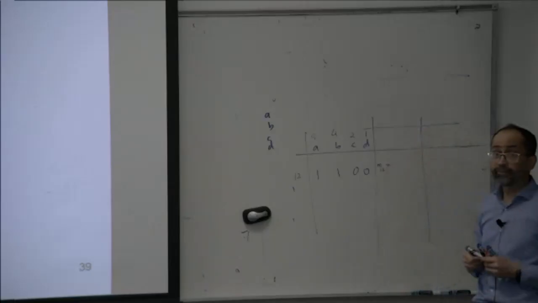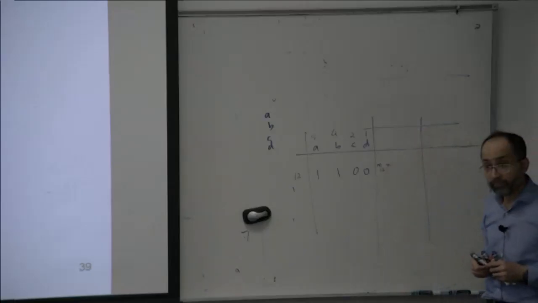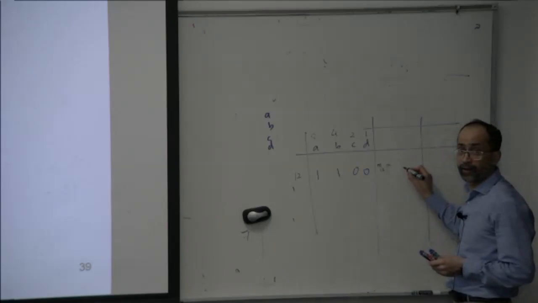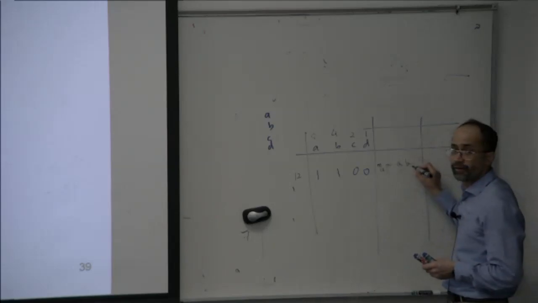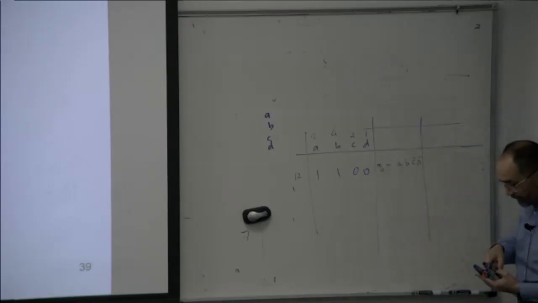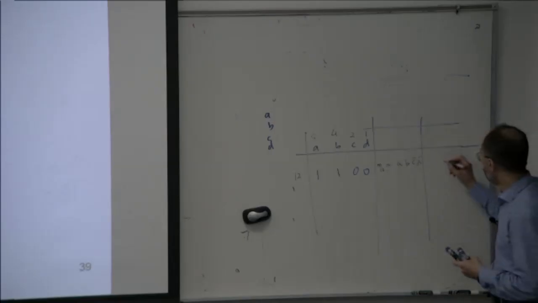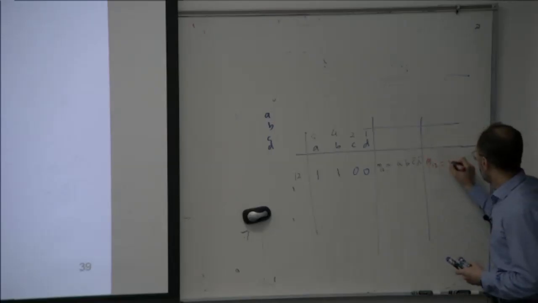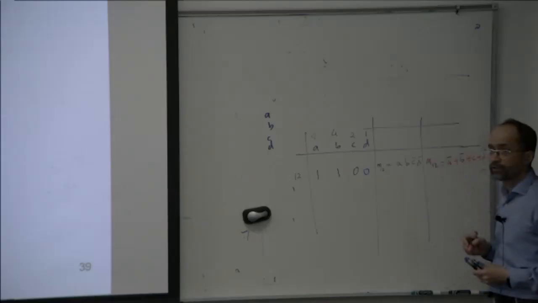So we need to compute M12. Small m is min term or max term? Min term. How can we write it? A, B, C bar, D bar. How can we write the max term? Capital M12: A bar plus B bar plus D.